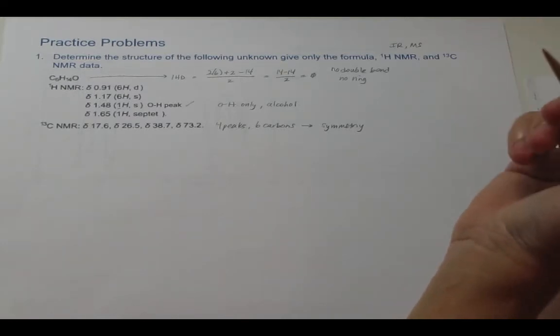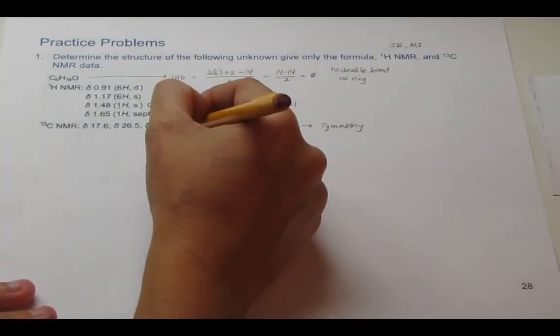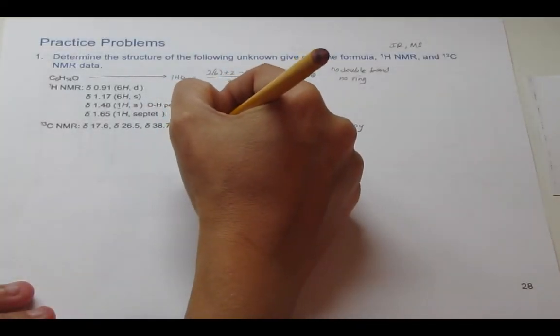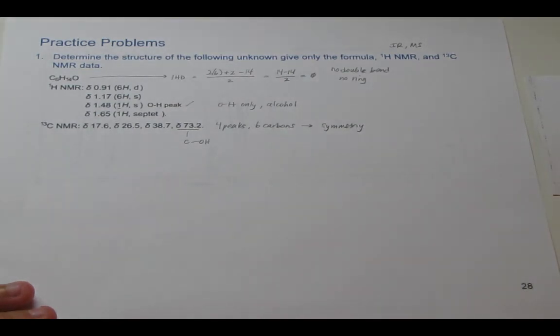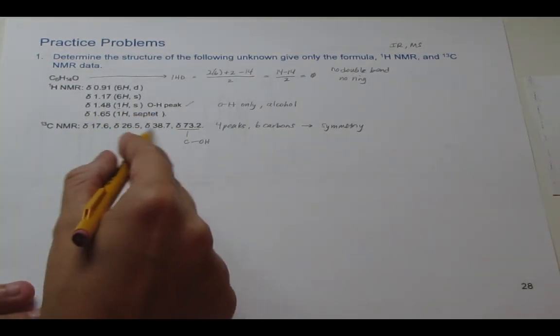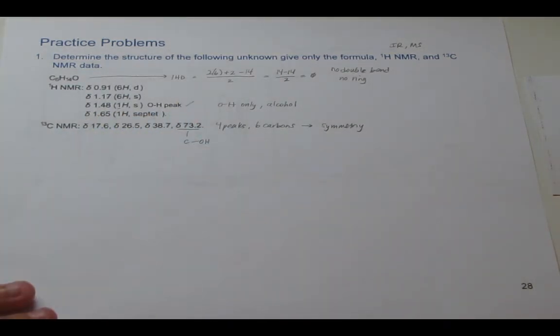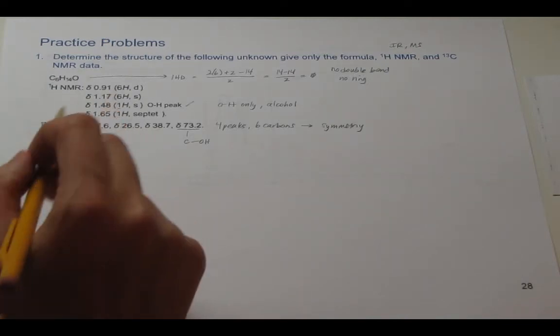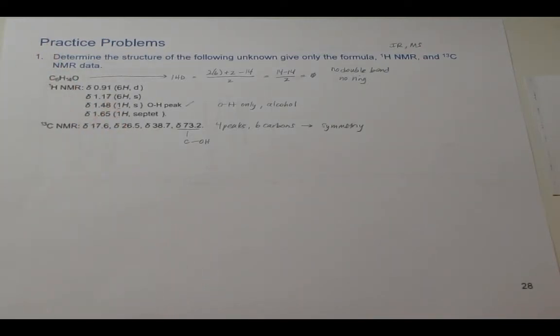Okay, and then one other thing to notice is that this one here at 73 must be the carbon that's attached to your OH to be that far downfield. All of the rest of them are in the range of normal CH, CH2s, and CH3. Remember that the most upfield one tends to be the CH3. And we have information from proton NMR to tell us that.